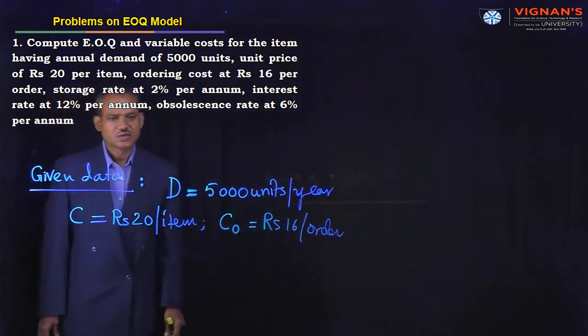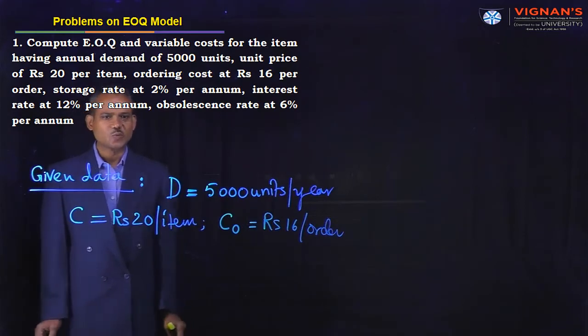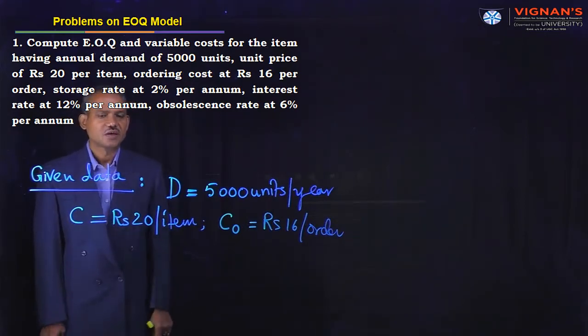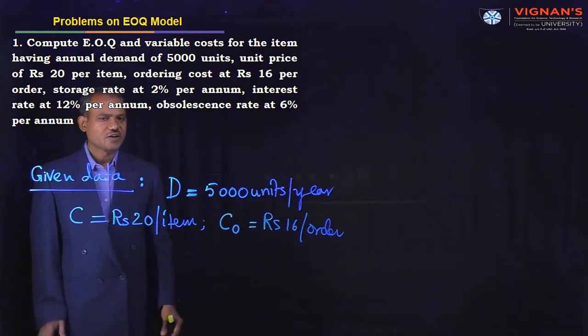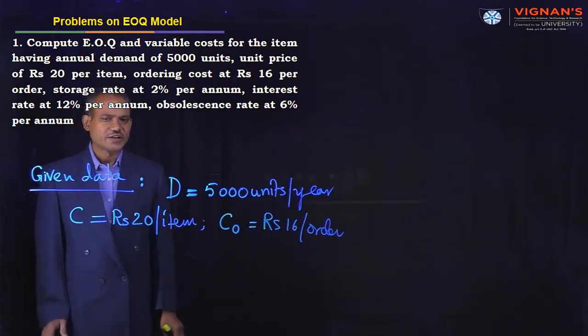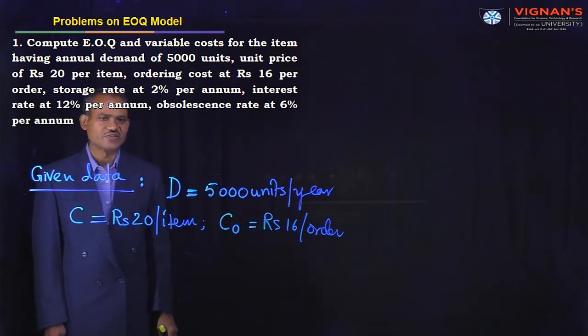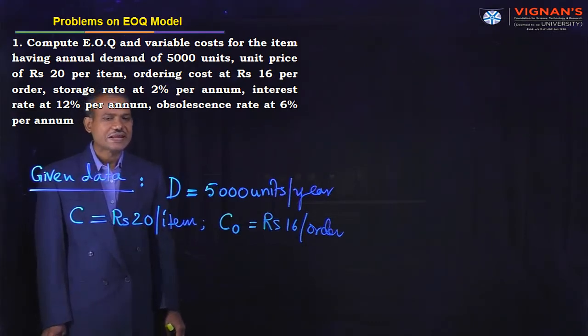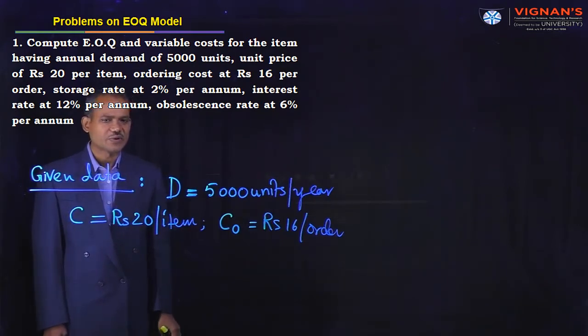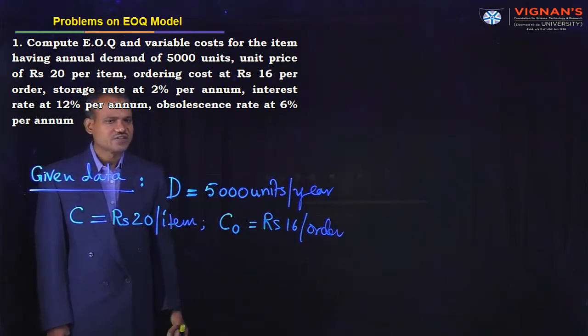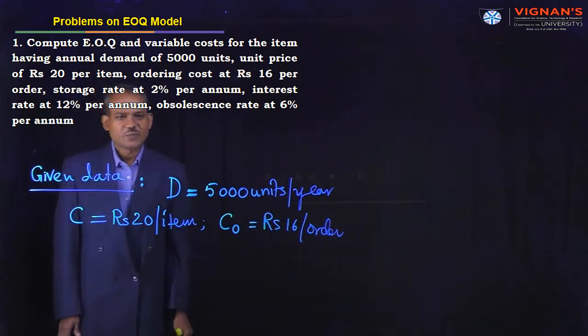Next, storage rate at 2% per annum. Storage rate: for storing an item in a year, how much percentage are we incurring? 2% for storage purpose. Similarly, interest rate at 12% per annum. Obsolescence rate at 6% per annum. Therefore, all are represented in percentage.